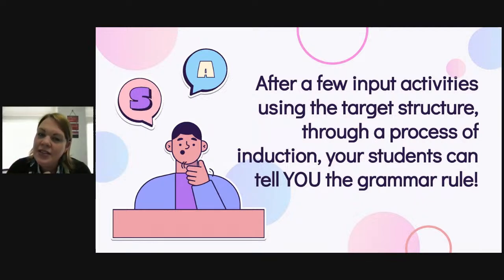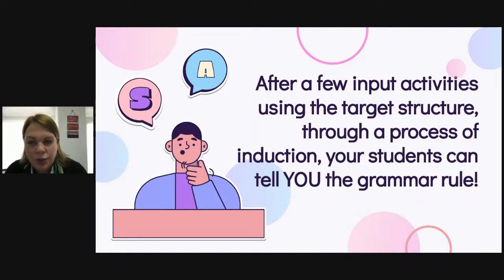Instead of me presenting the rule to the students, I say, guys, what did you notice from what we've just done? And the students will say, teacher, the verb to be plus verb ing. Good, that's right. And when are we talking about? Yesterday? No, teacher. Tomorrow? No, teacher. Now. Okay, so what is the rule for English? And the students will say, teacher, you need to be plus ing to say something is happening now. That's right.